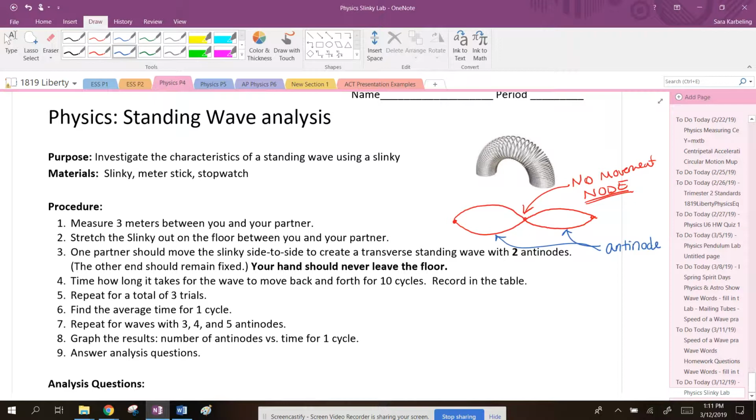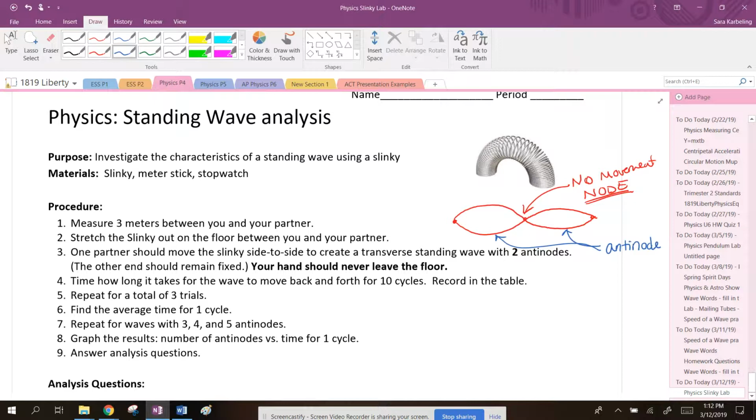You're going to stretch your slinky out on the floor between you and your partner. One partner is going to move the slinky side to side to create a transverse wave. Remember what that is? So a transverse wave with 2 antinodes. So this first time when you make your standing wave, it's going to have 2 antinodes, a lot like this one that we just drew. There's going to be a node at your elbow and a node at the other elbow and then a node in the middle and 2 antinodes in between those.